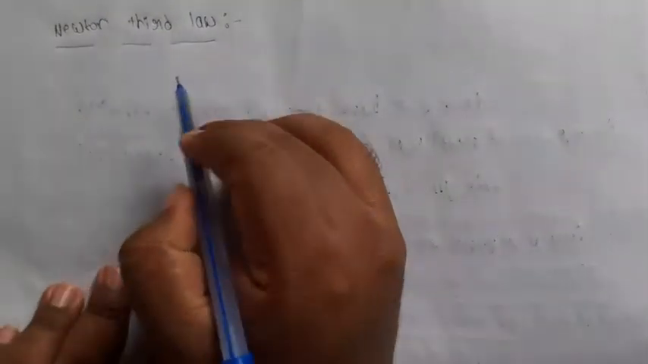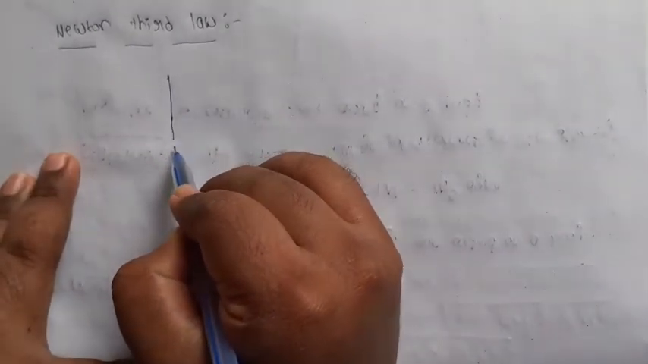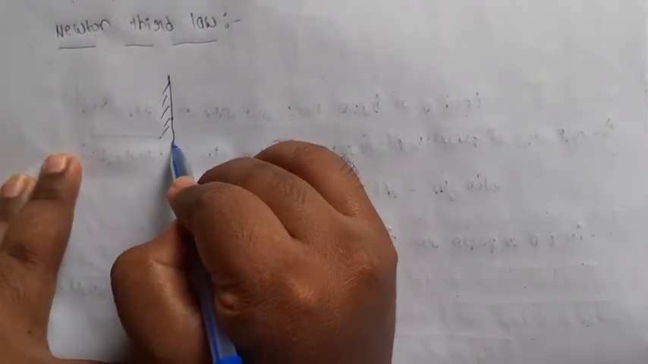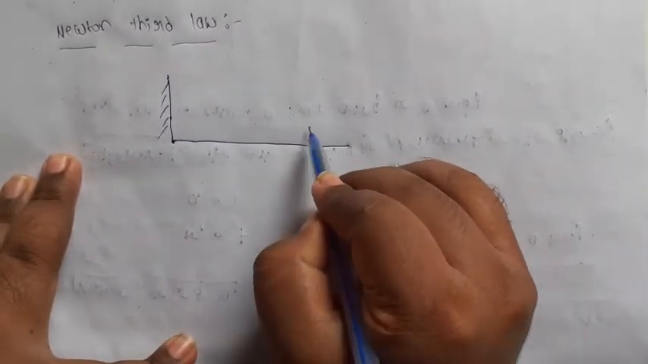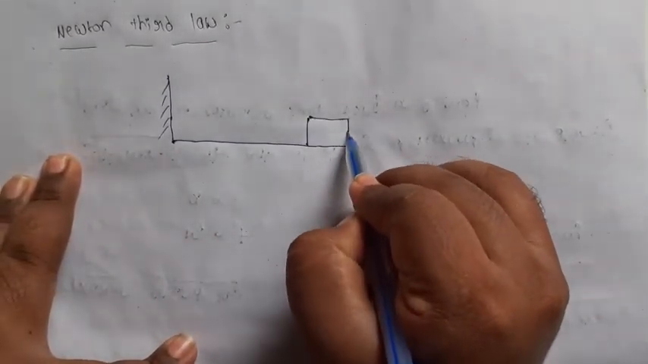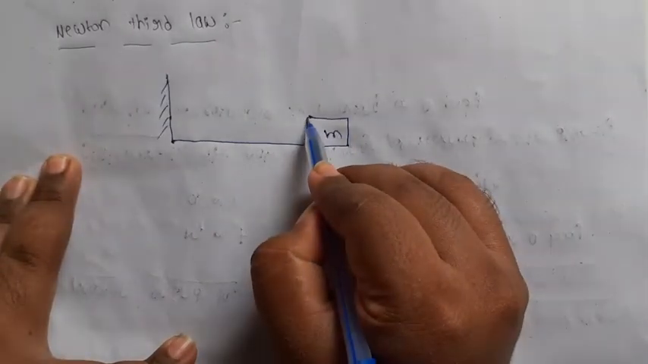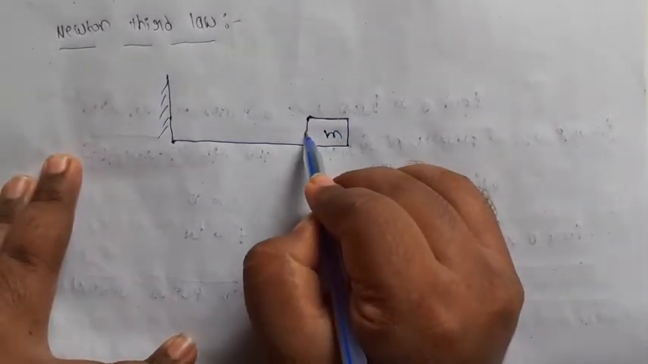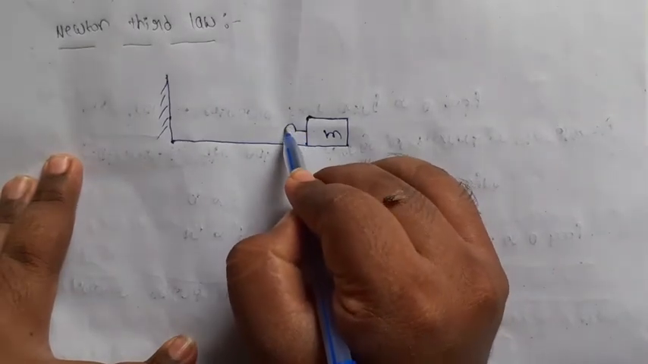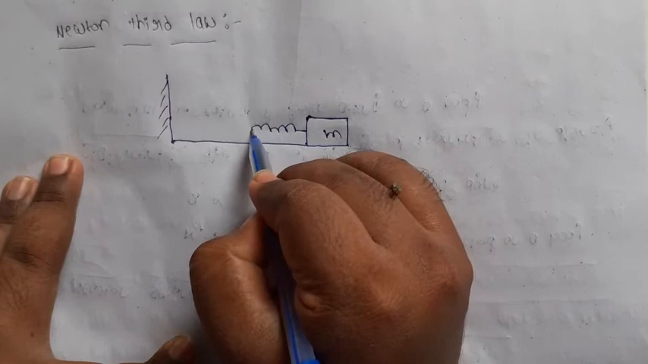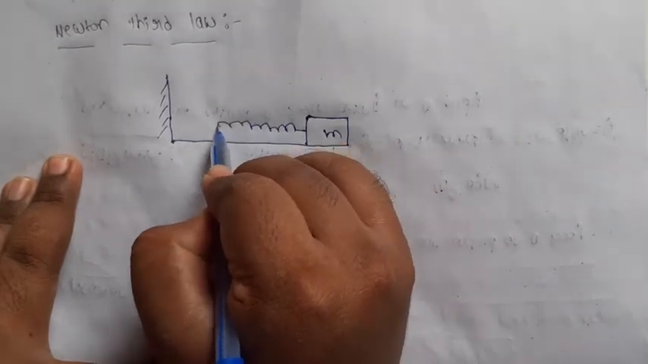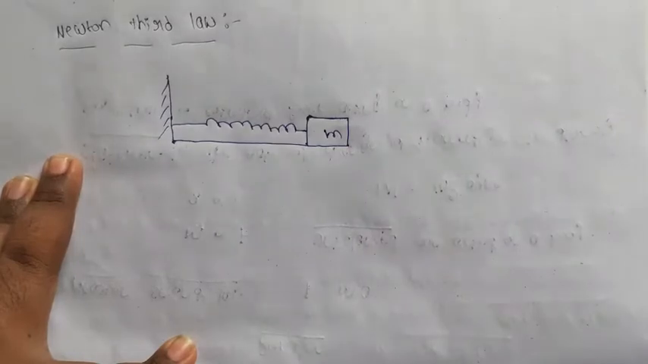Newton's third law. In Newton's third law, what are we going to learn? For example, this is a wall. I am taking an object of mass m. This object is attached to one end of the spring. This is the spring. The other end of the spring is connected to the wall.